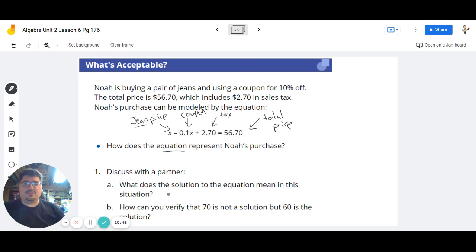What does the solution to the equation mean in this situation? Well, that's the original jeans price.